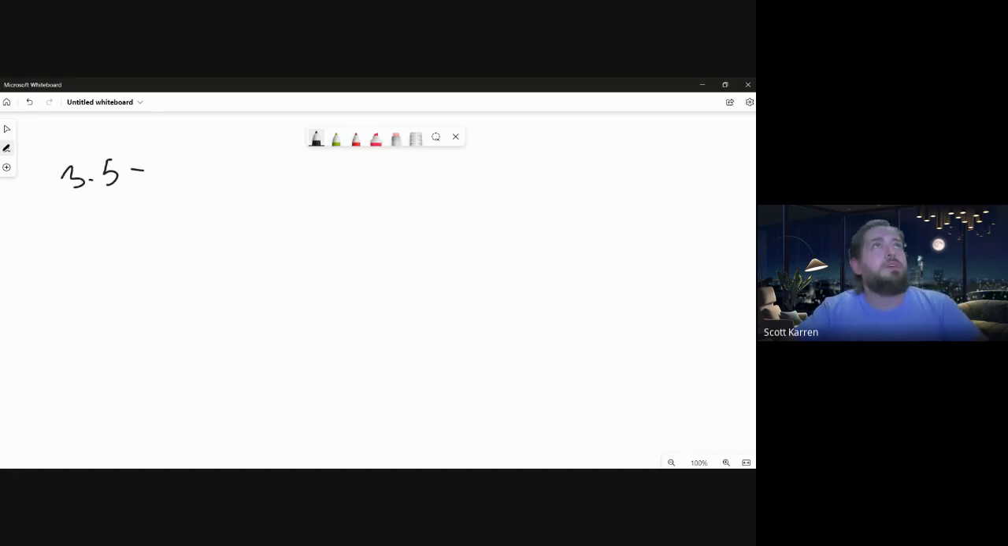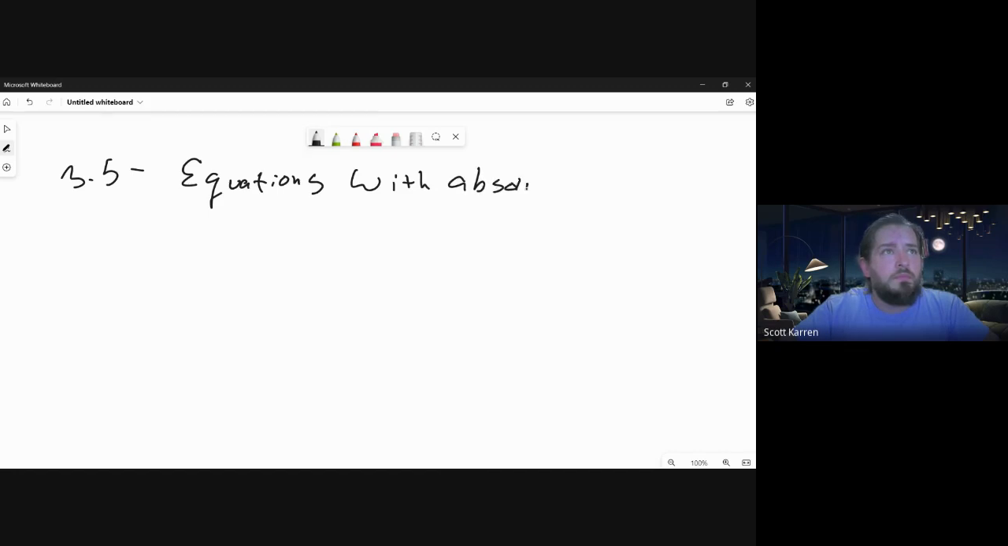So 3.5 is equations with absolute values. Right. In the last section, we saw equations with rational expressions in them, and we saw equations with square roots in them. Now we're just going to take it one more step and say we have absolute values inside these equations.